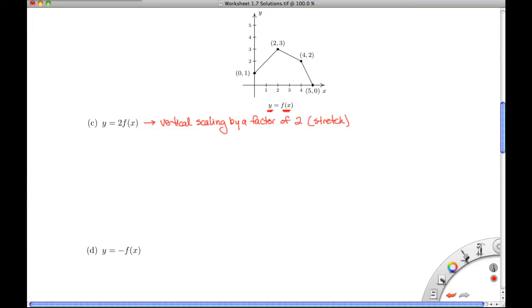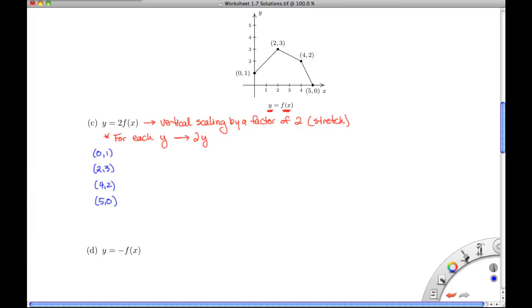Okay, so the x-coordinate really is unaffected by this. The only thing that is going to be affected is the value of the y-coordinate. And to get this, we will say that for each y, what we're going to do is we're going to take the y that we start with and then multiply it by a factor of 2, and that will give us our stretch. So we write down the points. We've got 0, 1, we've got 2, 3, 4, 2, and 5, 0.